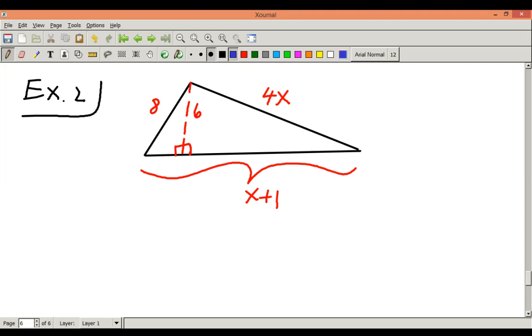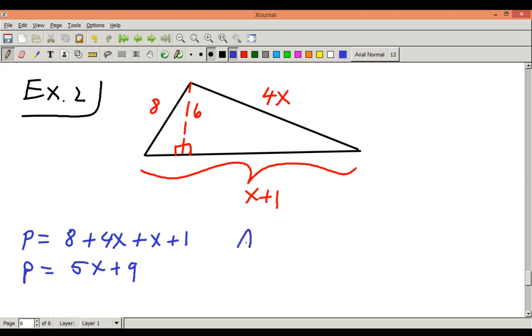Let's do the perimeter first. So the perimeter of this triangle is, just adding up the sides here, 8 plus 4x plus x plus 1. So perimeter equals 5x plus 9. That's all you can do with it. You don't know x. Let's calculate the area.